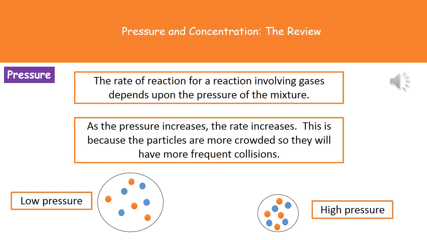So just to illustrate that, what I've done at the bottom there is given you two little diagrams to show you the difference between the low pressure on the left, where those particles are quite spaced out. So if you imagine as they're moving around, they're less likely to come into contact with each other. And then the high pressure on the right there, a much smaller volume because we're under much higher pressure, which means that those particles are much more crowded and therefore more likely to collide with one another.